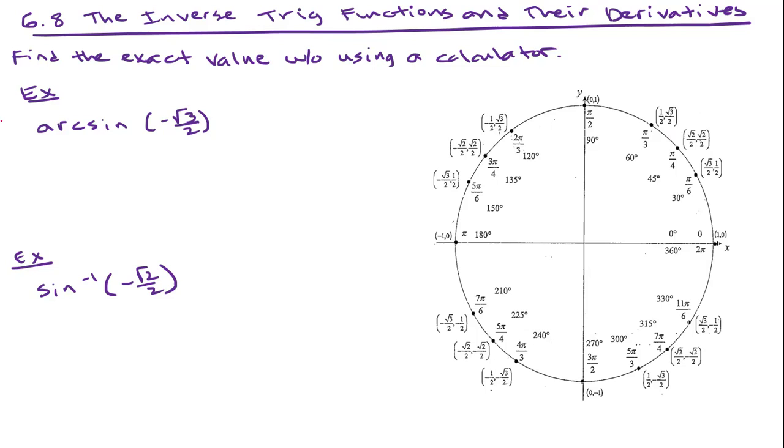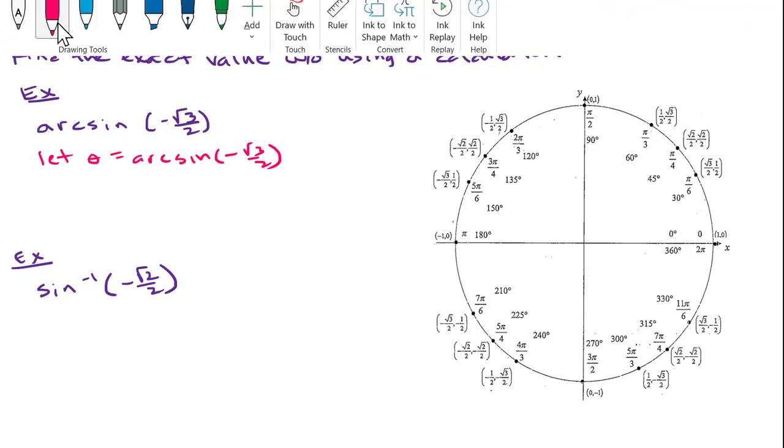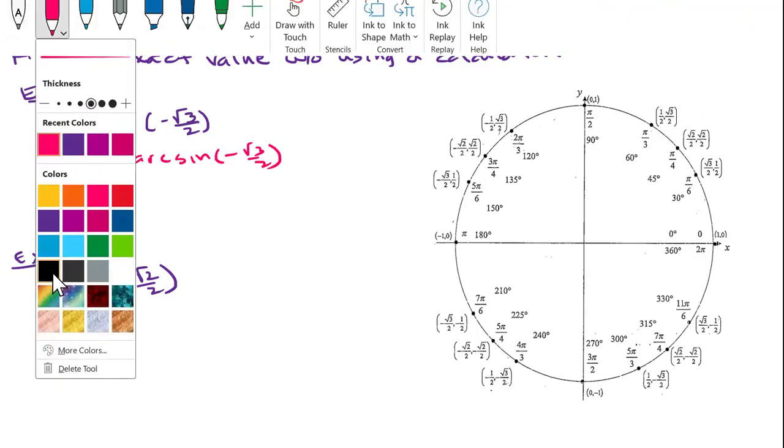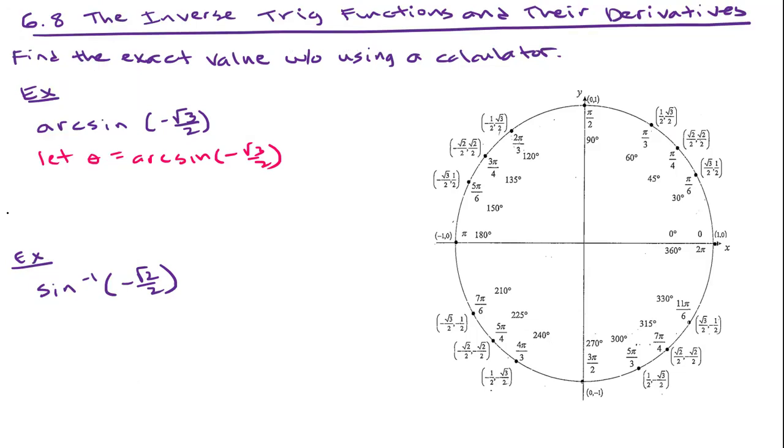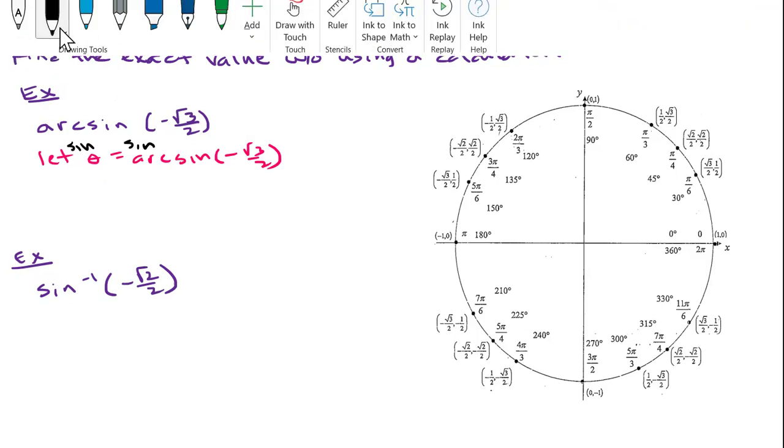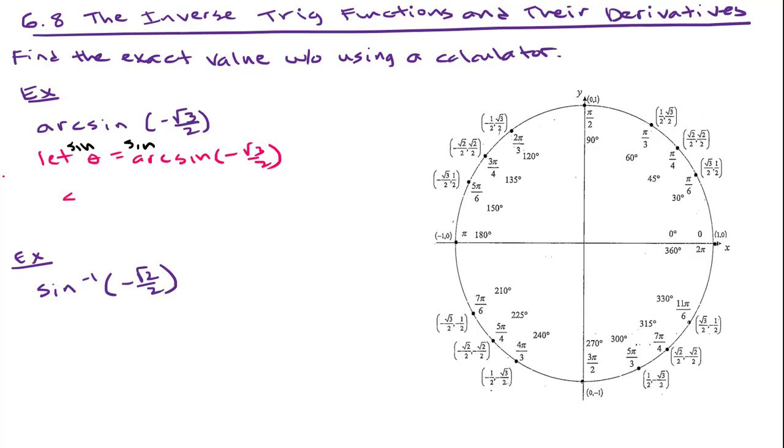We're going to let theta equal arcsine of negative radical 3 over 2. Then we're going to take the sine on both sides because I want to get rid of the arcsine here. So that becomes sine theta, and then this will cancel, leaving us with negative radical 3 over 2.